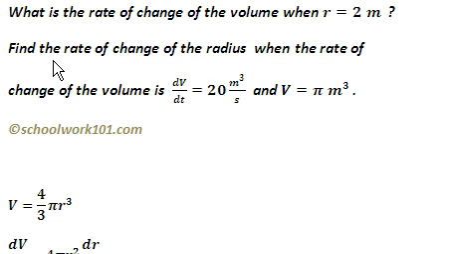Okay, let's look at the second part of this problem. We've got to find the rate of change of the radius. So we're looking for dr over dt when the rate of change of the volume, dV over dt, is 20, and they're giving us that the volume is equal to pi cubic meters. So I think we're probably going to need to know this formula this time. We're going to be using it. So dr over dt is what we need to find.